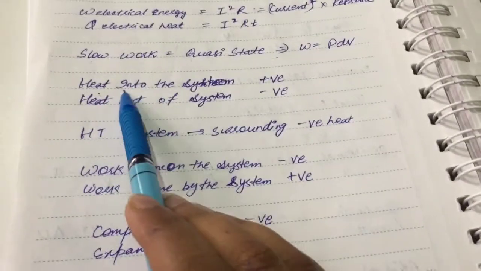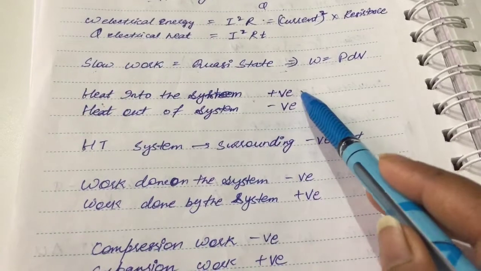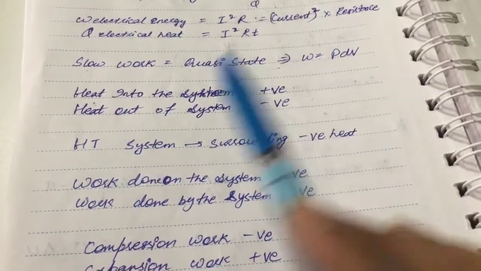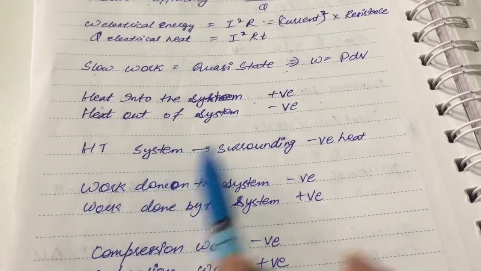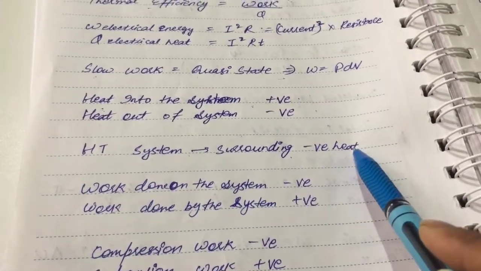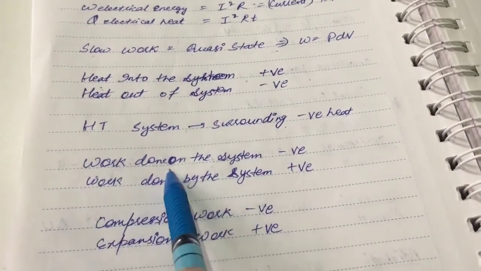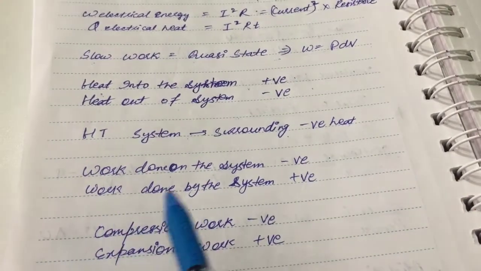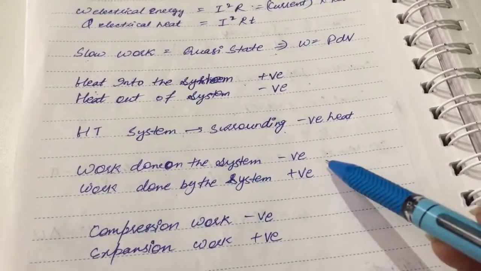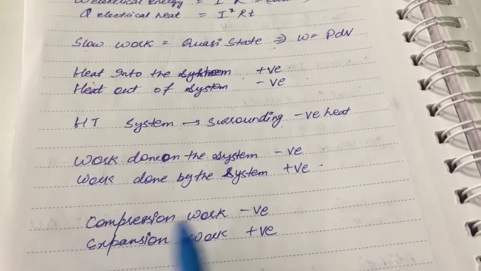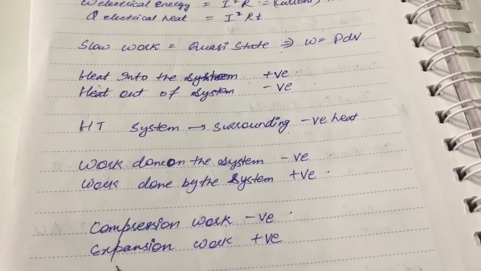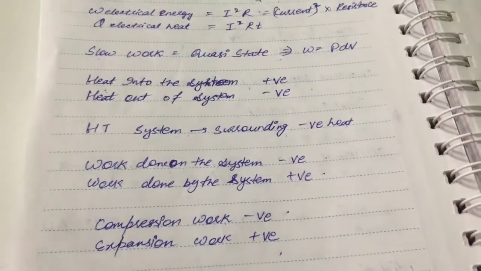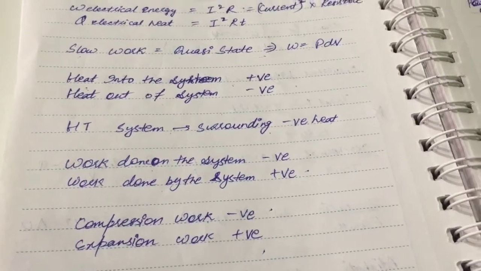When heat is transferred into the system, it is taken as positive, and when heat goes out of the system, it is taken as negative. So when heat is transferred from the system to the surroundings, it is taken as negative heat. When work is done on the system, it is taken as negative. When work is done by the system, it is taken as positive. Compression work is taken as negative and expansion work is taken as positive. Please take a screenshot of these. These are going to come handy in question solving.